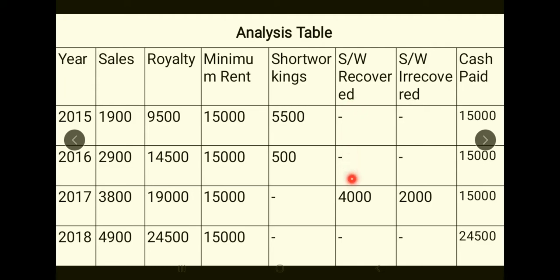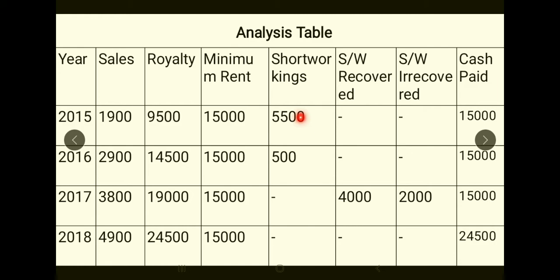So time to recoup short workings is only first 3 years. So that's why in the third year you are recovering it. How much are you recovering? 19,000 minus 15,000, 4,000 you can recover. It means you are supposed to pay 19,000, but just because you have paid extra in the previous year, 4,000 you are keeping with yourself and you are paying 15,000 to the owner, to the author. So 19,000 minus 15,000, 4,000 you are recovering.